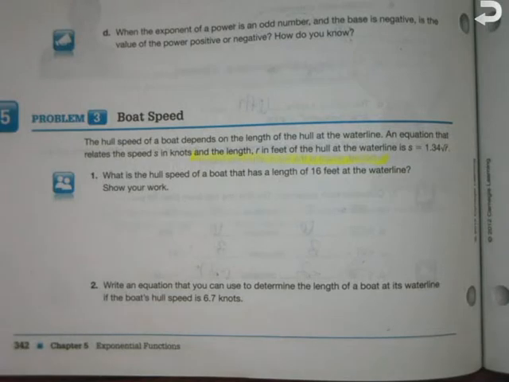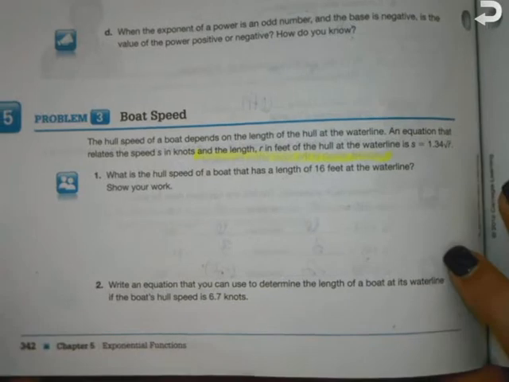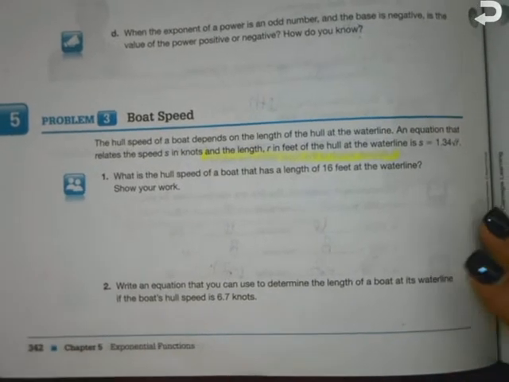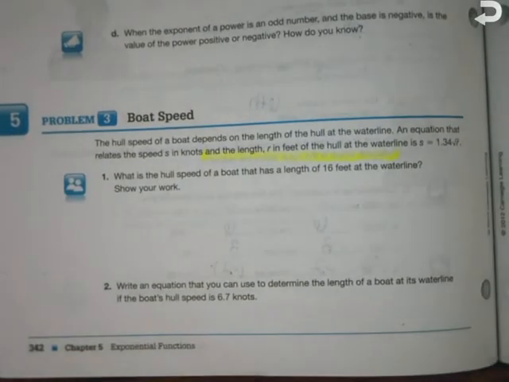Okay guys, so we are finishing 5.5, which is properties of rational exponents. We are on page 342, and we're skipping number 8 and going straight to problem 3, which is called boat speed. So we're going back to the boat. In the previous problem we were talking about buoyancy and the length of the, do you guys remember? The board or something. Now we're going to be talking about the speed of the boat.